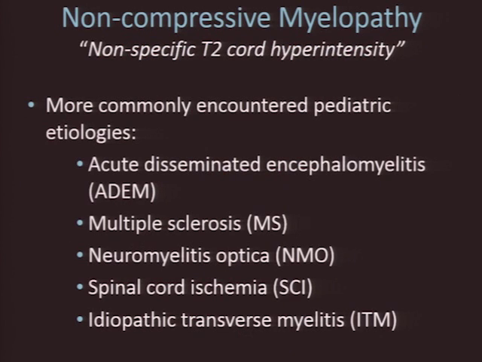So now I'm going to go into the non-compressive myelopathies and these non-specific T2 cord signal hyperintensities. The more commonly encountered pediatric etiologies for these signal abnormalities are going to be ADEM, multiple sclerosis, NMO, spinal cord ischemia, and idiopathic transverse myelitis. I didn't put viral myelitis in here because they should have toxic symptoms, signs of infection, so you may be more clued into that diagnosis.